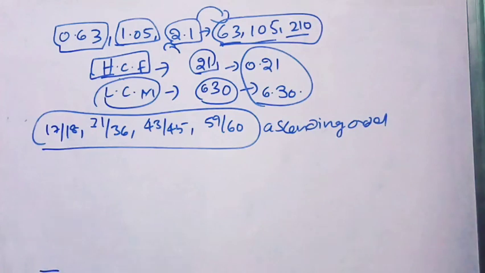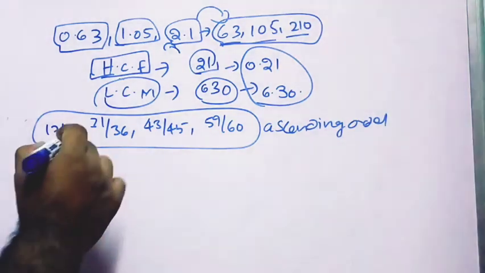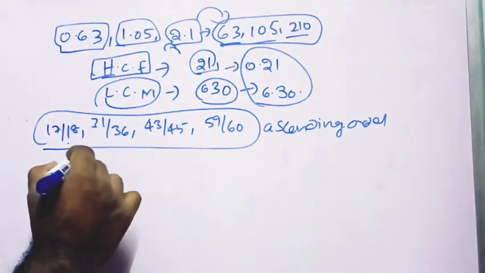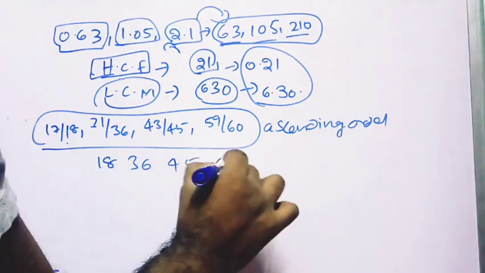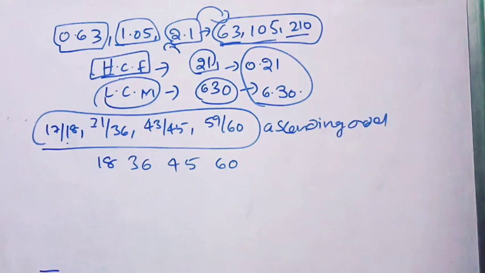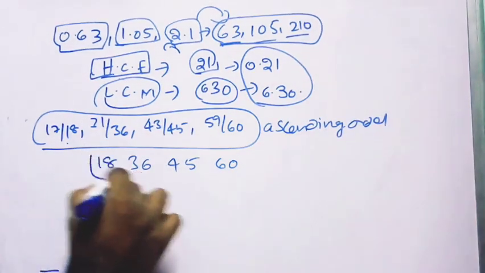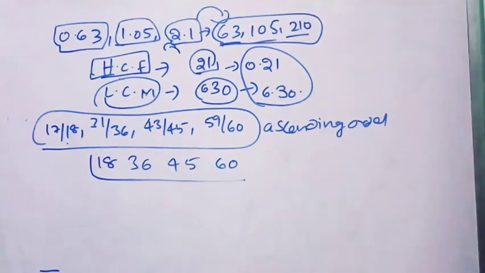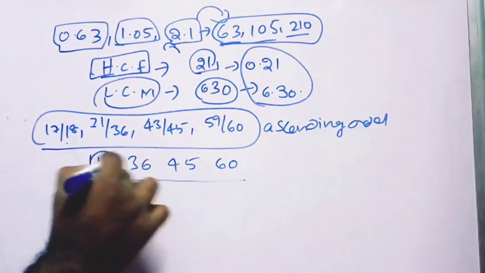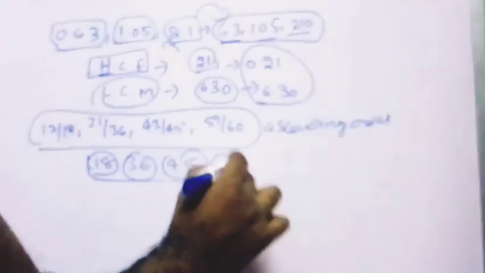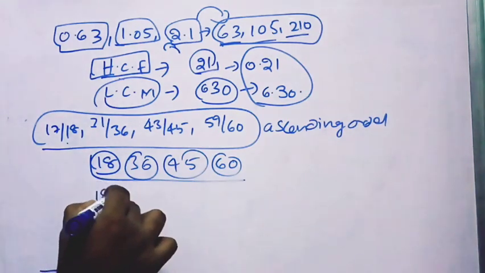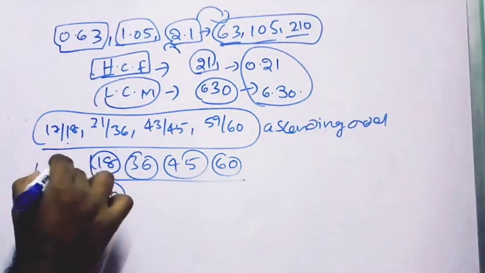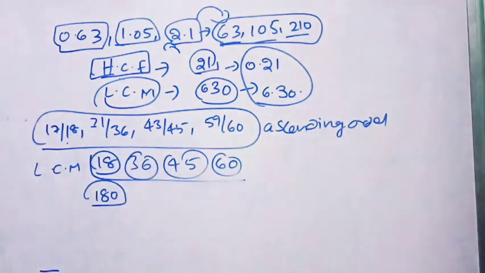So first, for the denominators, I'm going to find the LCM. What are the denominators? 18, 36, 45 and 60. For these I'm going to find the LCM of all of them. So the LCM of all these, if I do it with common factors, I'll get around 180. The LCM of the denominators is 180.